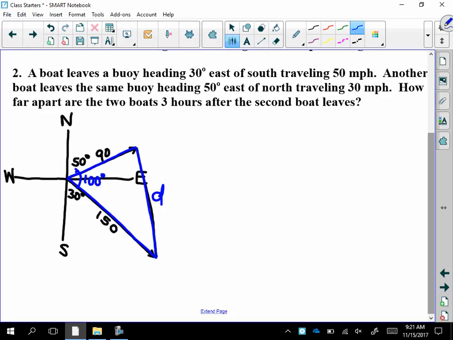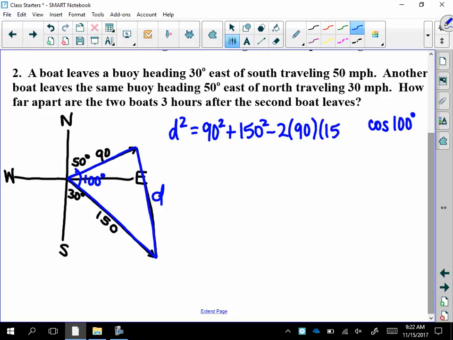Law of cosines again. Okay, so the side that we're trying to find will go on one end of the equation. On the opposite end of the equation is going to be the cosine of the angle across from that side. And then we'll fill in the middle. It's going to be 90 squared plus 150 squared minus 2 times 90 times 150 times the cosine of 100 degrees. And then we get to input all that in the calculator and take the square root of it.